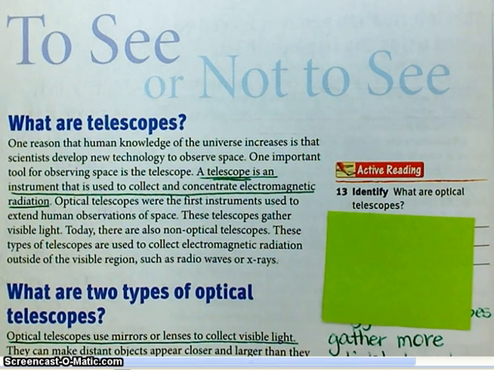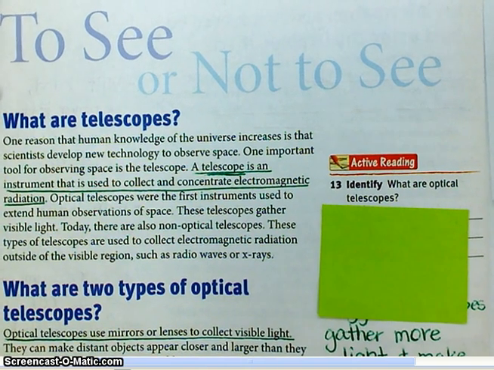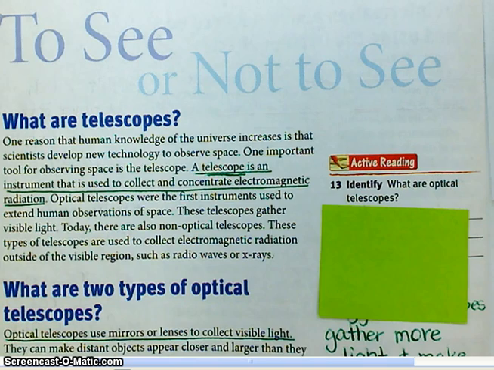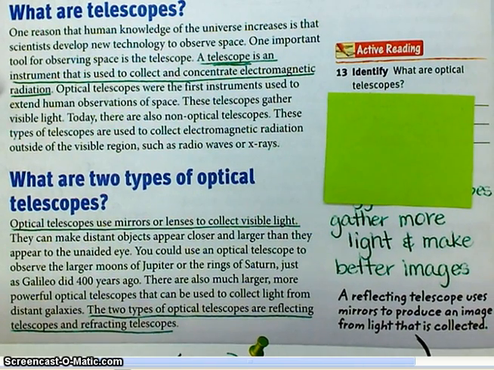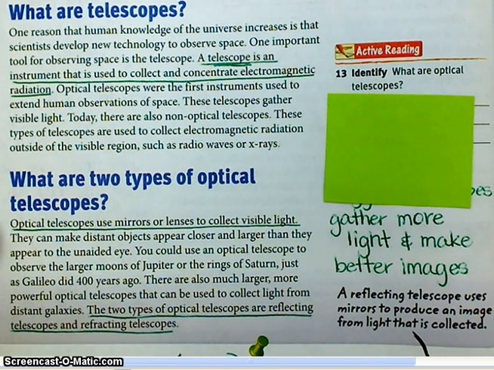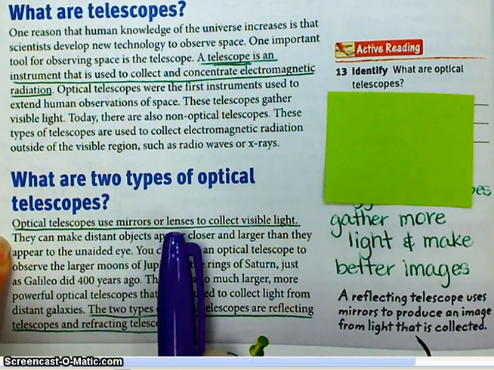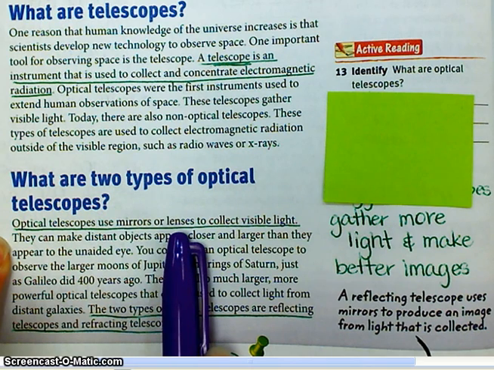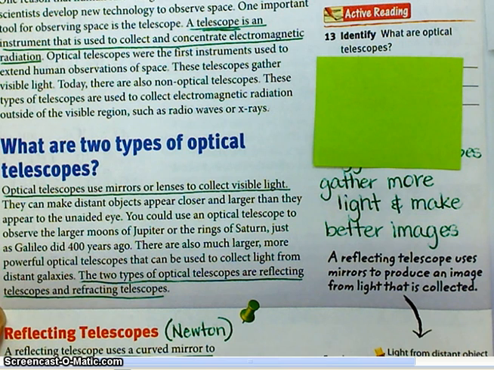Okay, so first we're going to talk specifically about optical telescopes, meaning the type of telescopes that we can use to collect visible light. So we're down here. What are two types of optical telescopes? Optical telescopes either are going to use mirrors to reflect light or lenses to refract light. The two basic types of optical telescopes are reflecting telescopes, which use mirrors, and refracting telescopes, which use lenses.